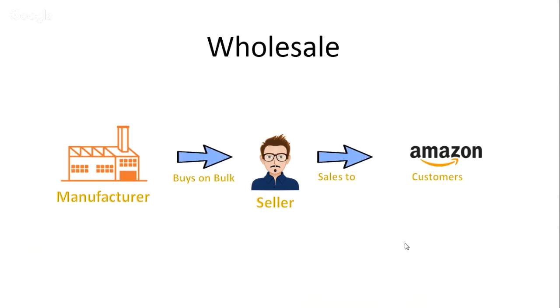So you have to find somebody. When I say somebody, it is the manufacturer, some manufacturer who already has a good selling product on the offline marketplace. So you buy that product in bulk and sell it.